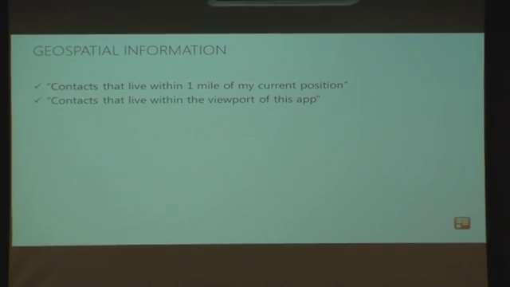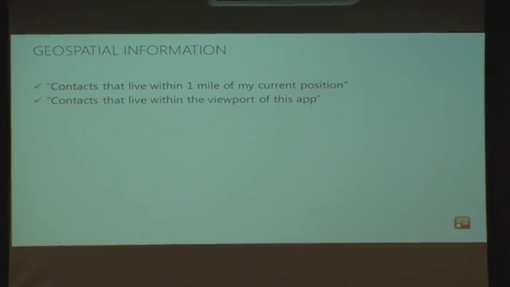Contacts that live within the viewport. So this is an intersection question. I have an area and I have a bunch of points, and I want to see which of those points intersect or fall inside my area. That seems pretty reasonable too. Give me all the coffee shops that I can see in my current screen on my phone.